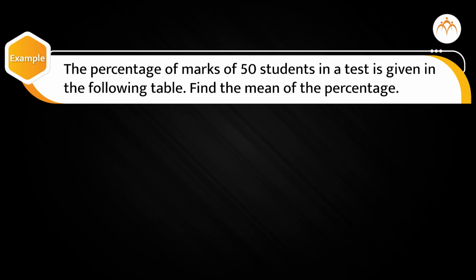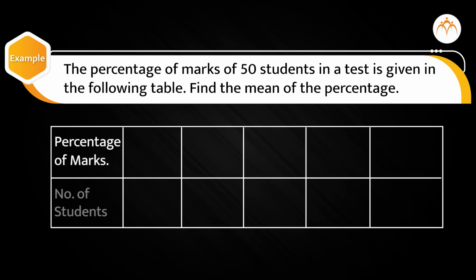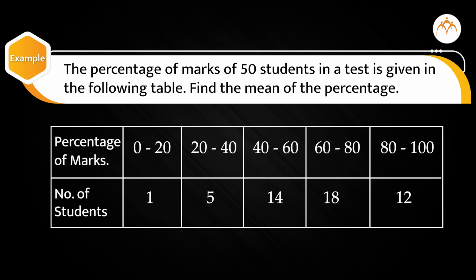Example: the percentage of marks of 50 students in a test is given in the following table. Find the mean of the percentage. Percentage of marks, number of students. 0 to 20%, 1 student. 20 to 40%, 5 students. 40 to 60%, 14 students. 60 to 80%, 18 students. 80 to 100%, 12 students.